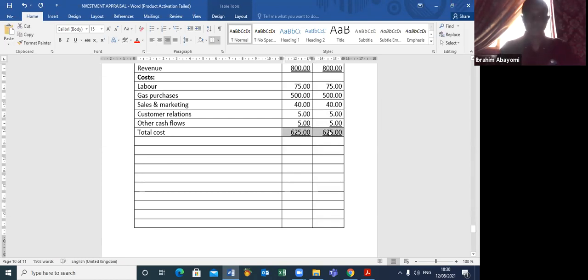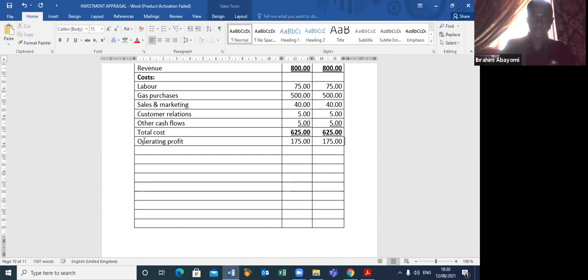If this is my cost and this is my revenue, what will be the operating profit? So let's get our operating profit. Operating profit is going to be 800 minus 625. That's 175.00. Okay, that's our operating profit.